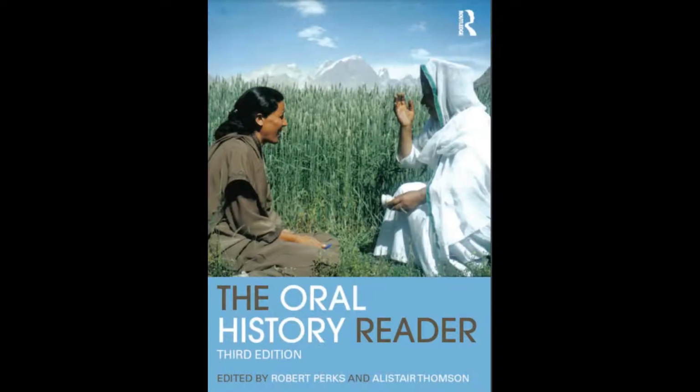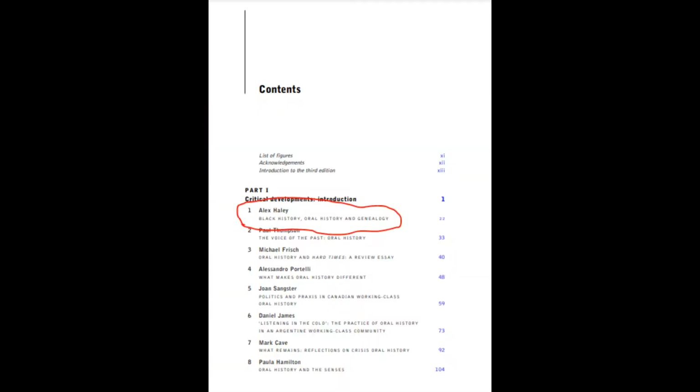For the purposes of this video, I will demonstrate how to refer to an edited collection by using the Oral History Reader, edited by Robert Perks and Alistair Thompson. But more specifically, we will be referring to Alex Haley's chapter, Black History, Oral History and Genealogy. The process of footnote referencing an edited collection is very similar to referencing a standard text.